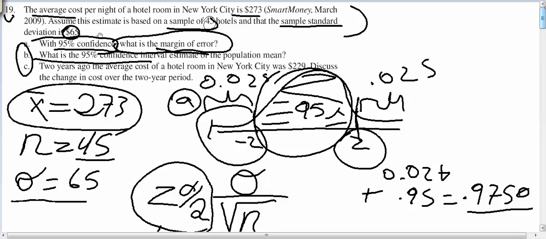Two years ago, the average cost of a hotel room in New York City was 229. Discuss the changing cost over the 2-year period. Well, without doing the procedure to answer this question, we can see that if 2 years ago the average cost was 229, and now the average cost is 273, we can conclude that the average cost of a hotel room in New York from 2 years ago up to now has increased.